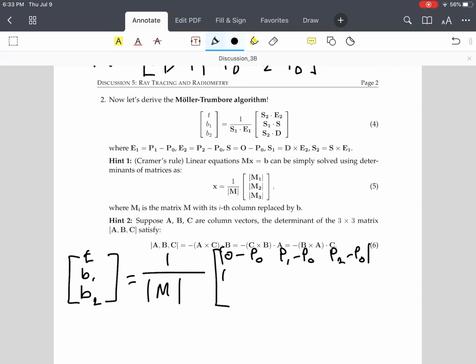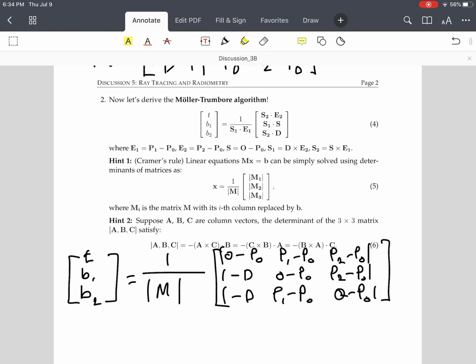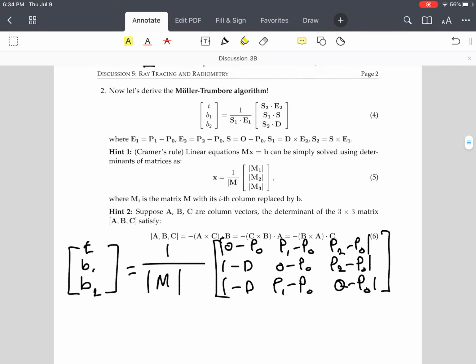Now the second row, the first column stays the same, but this changes. And then for the last one, the first and second columns stay the same, but we change that. Okay, so using just Cramer's rule, we directly plugged in our values here. And so using that, we've got this equation, right? And so now we can simplify this a little.